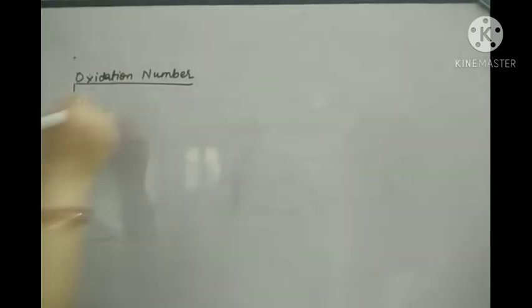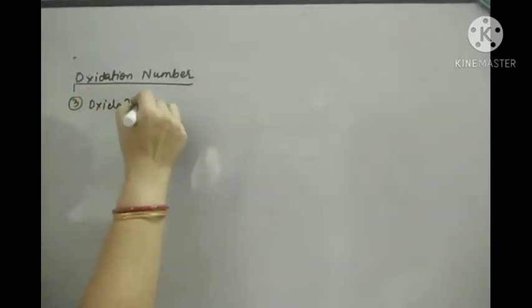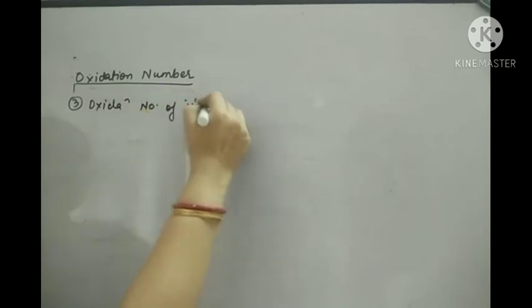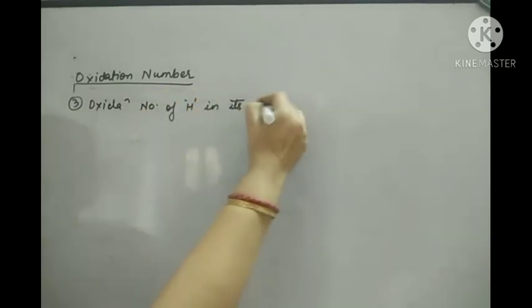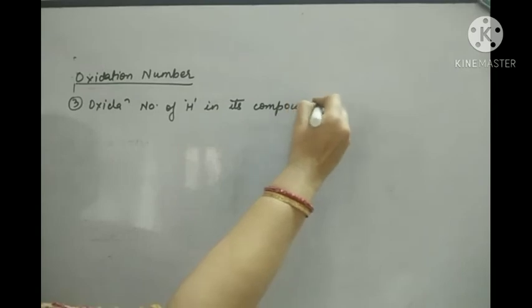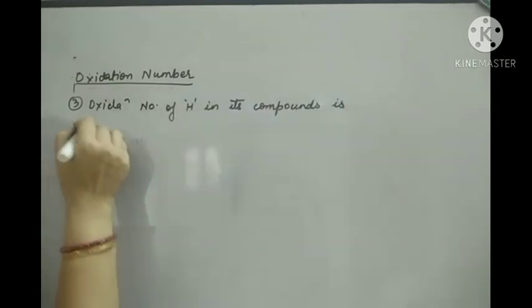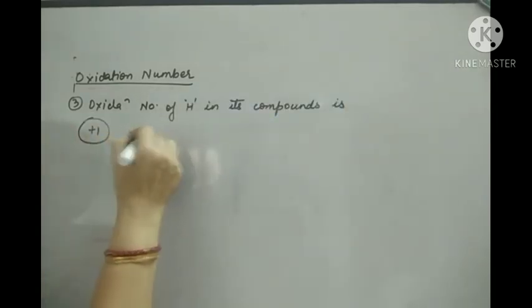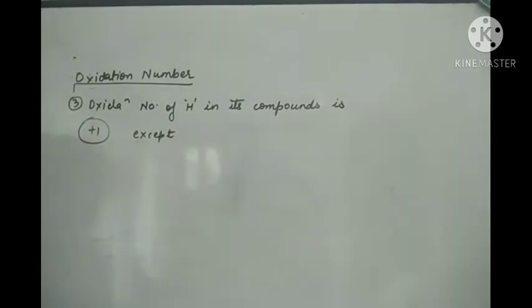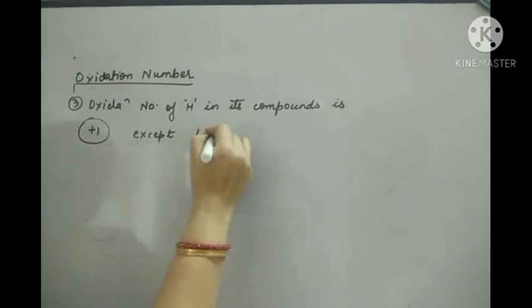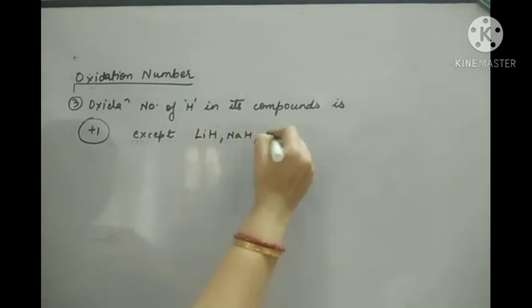The third rule is the oxidation number of hydrogen in its compounds. When hydrogen is making compounds, the oxidation number is always +1. But some exceptions are there. Now, what are the exceptions? In the compounds with metals, for example, LiH, NaH, MgH2.